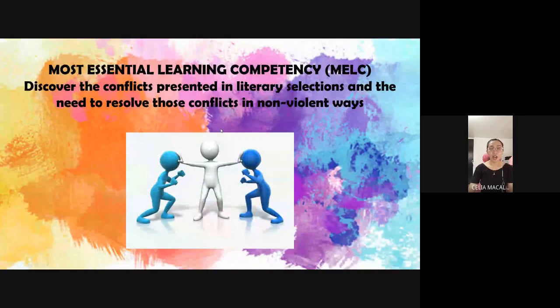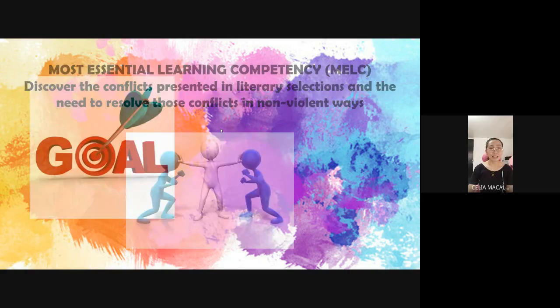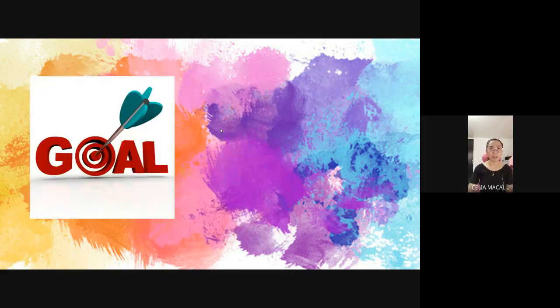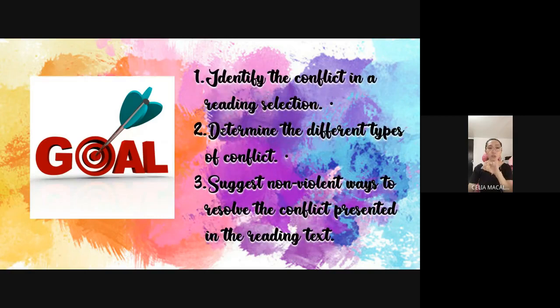For this week, our most essential learning competency, or MELC, is to discover the conflicts presented in literary selections and the need to resolve those conflicts in non-violent ways. Let us set our goals for this week. So we have three goals. First one is to identify the conflict in a reading selection. Second, determine the different types of conflict. Third, suggest nonviolent ways to resolve the conflict presented in the reading text.